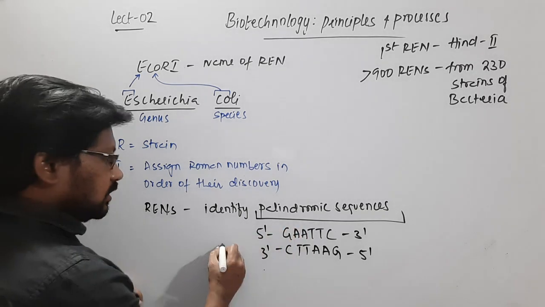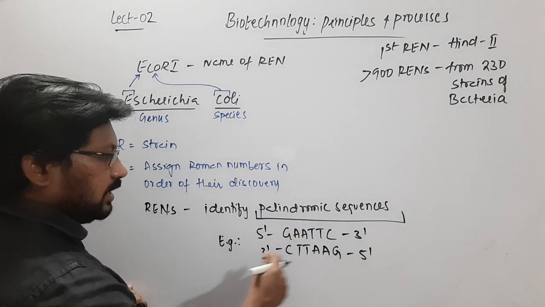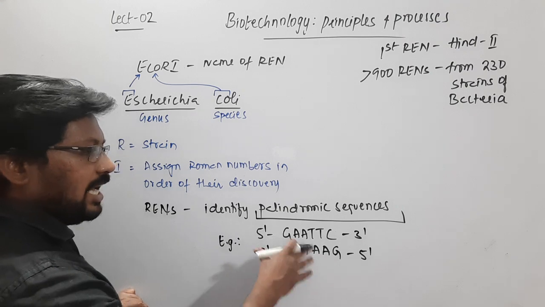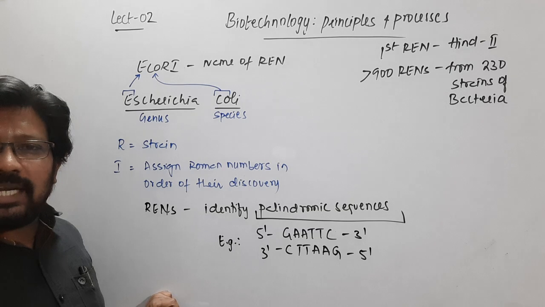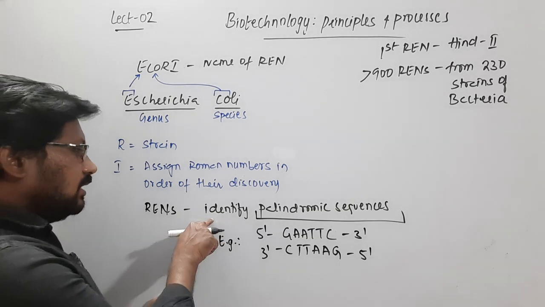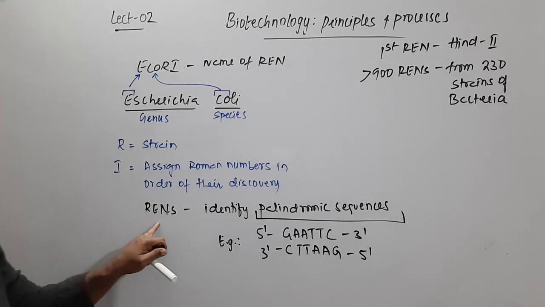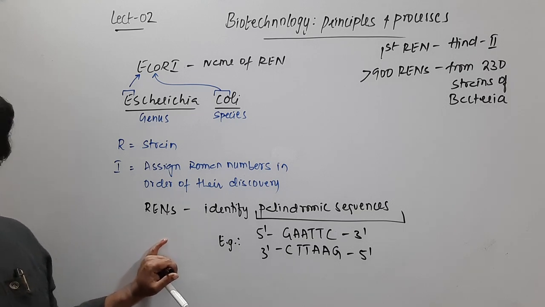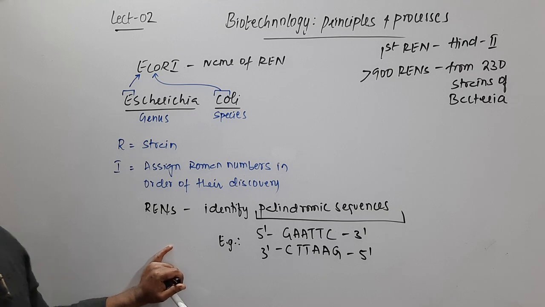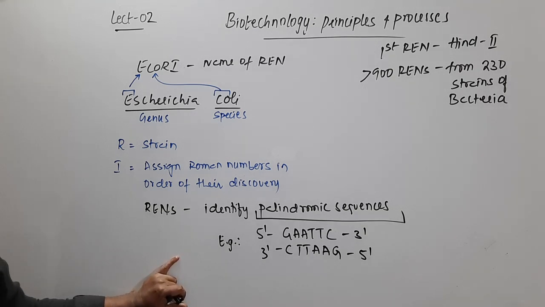So those sequences which read the same from both ends are called palindromic sequences. These restriction endonucleases are going to identify such palindromic sequences and cut the DNA.